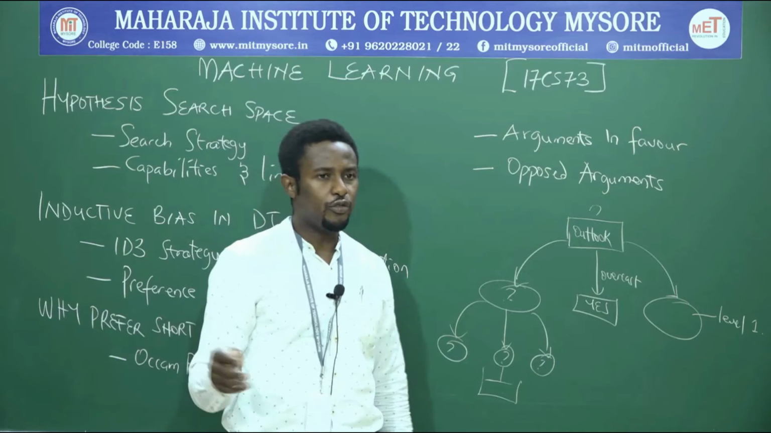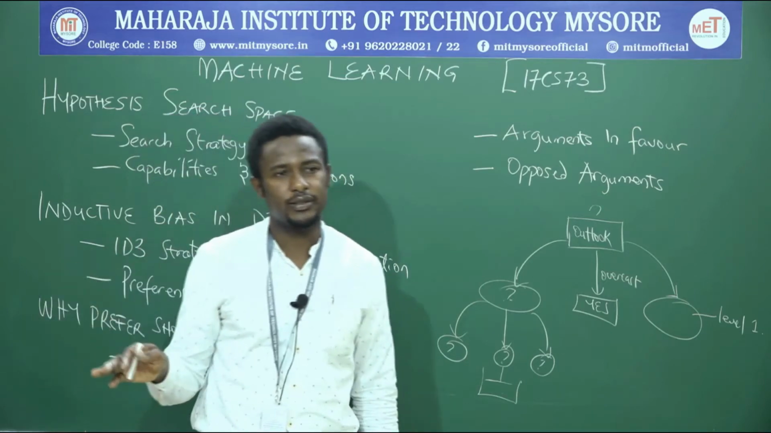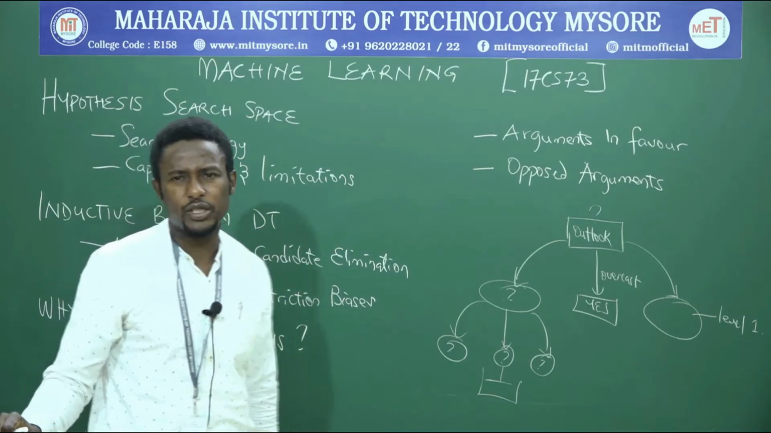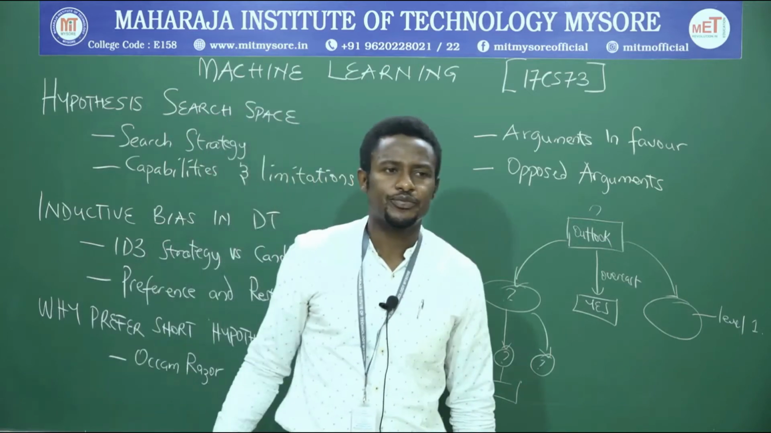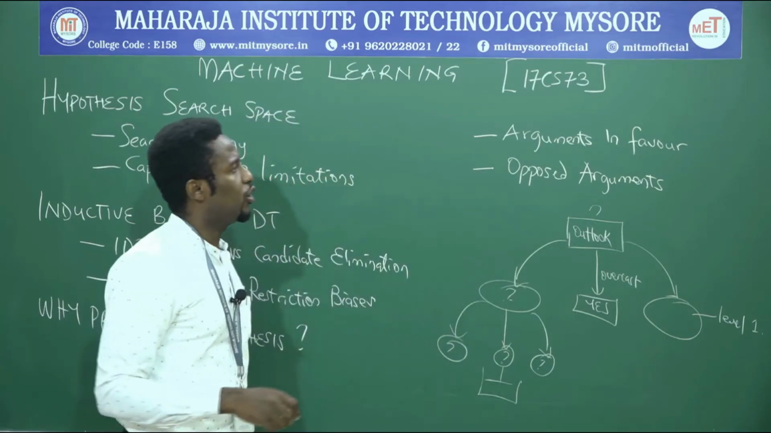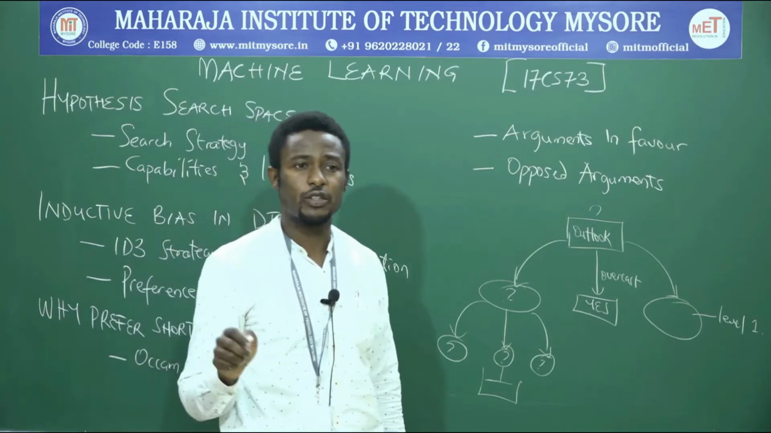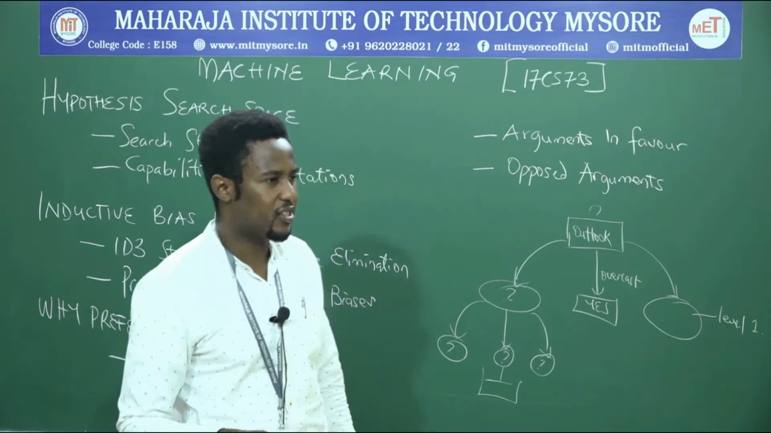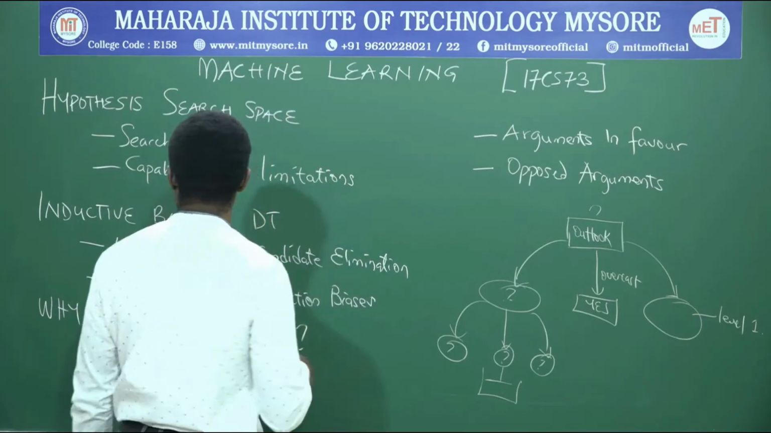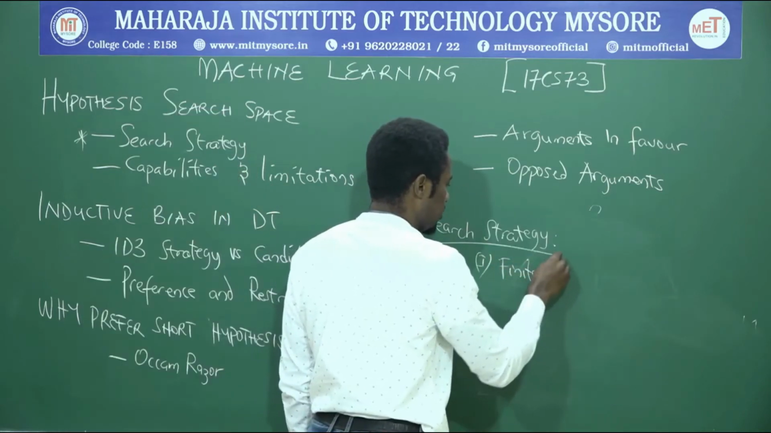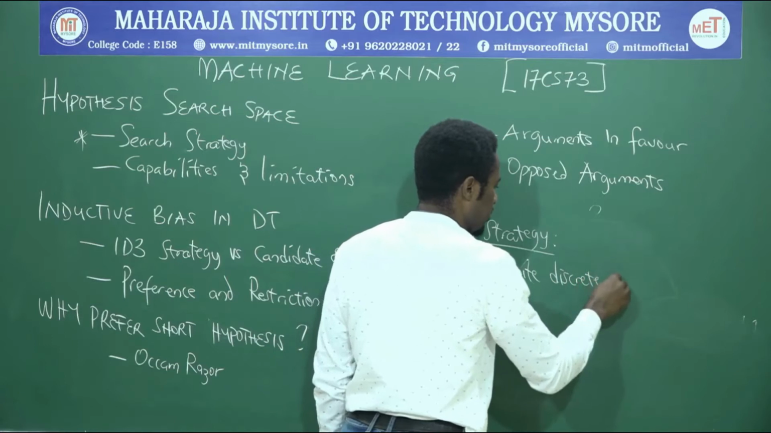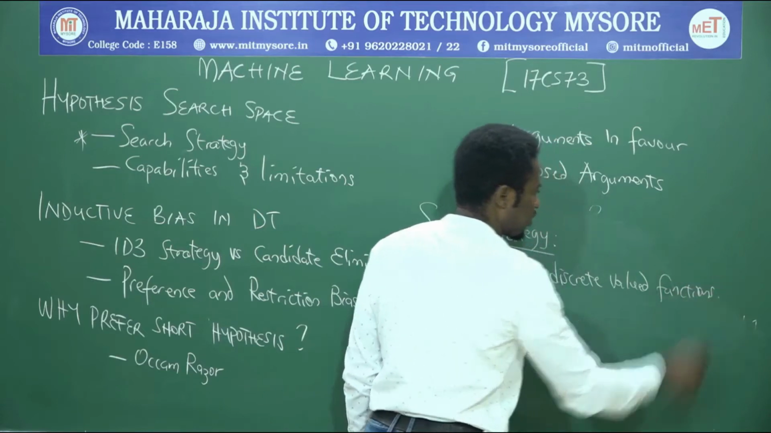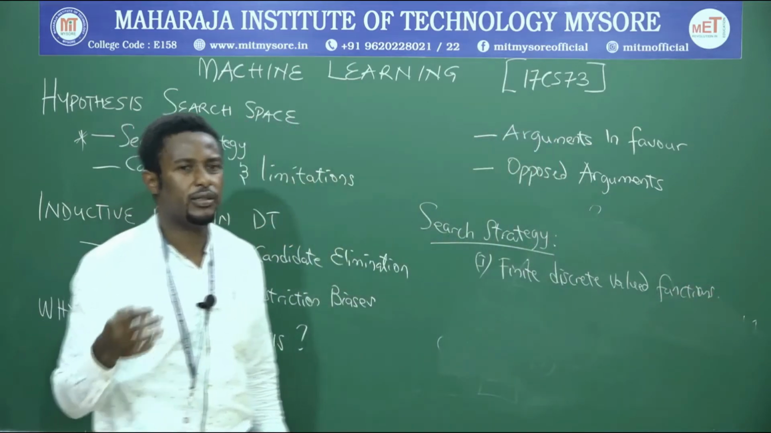Now, if you view this in terms of each search space and search strategy, there are some insights which we can draw from ID3. So first point, the search space of ID3 is a complete space of finite discrete valued functions. Finite discrete valued functions that represent what? Sets of all possible attributes.